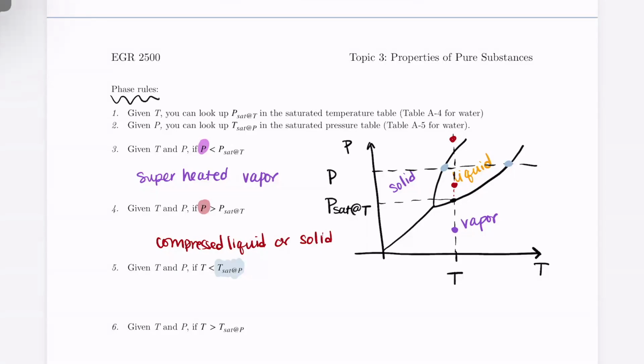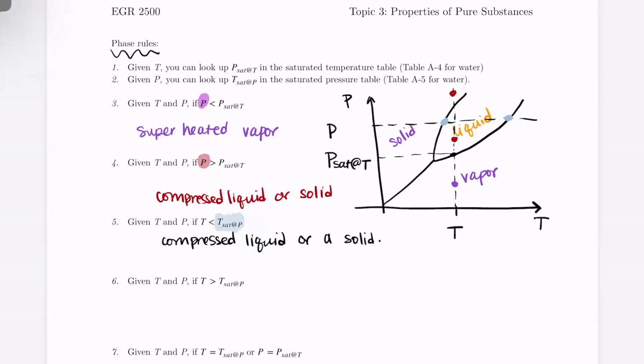So this is compressed liquid or a solid. All right, and then conversely, if the temperature is greater than the saturation temperature at a given pressure, so if our saturation temperature implies that we're at the solid liquid boundary, then that would mean that we've moved into a liquid, and then if we're at the liquid vapor boundary, then it could be a vapor.